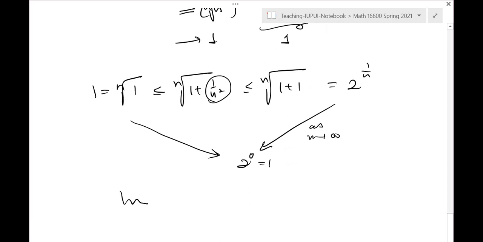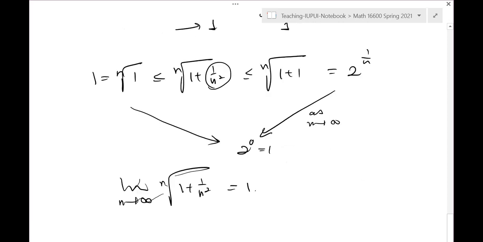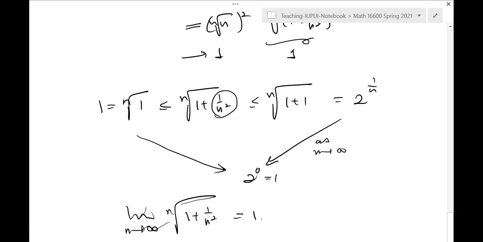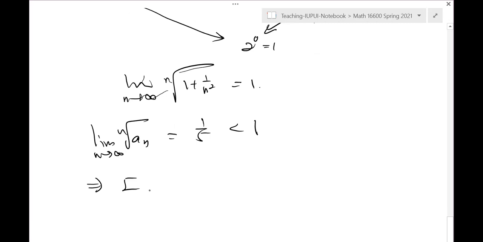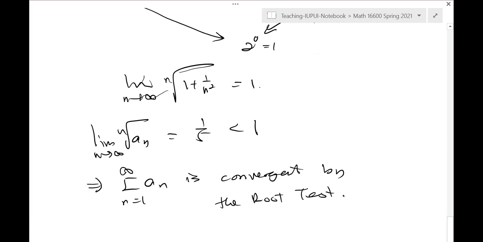So that implies the nth root of (1 plus 1 over n squared) equals 1. So we conclude this. Then I find out the limit of this term is going to be 1 over 5, which is less than 1. And then you still can show the series is convergent. So that implies this series is convergent by the root test. Okay, got it?